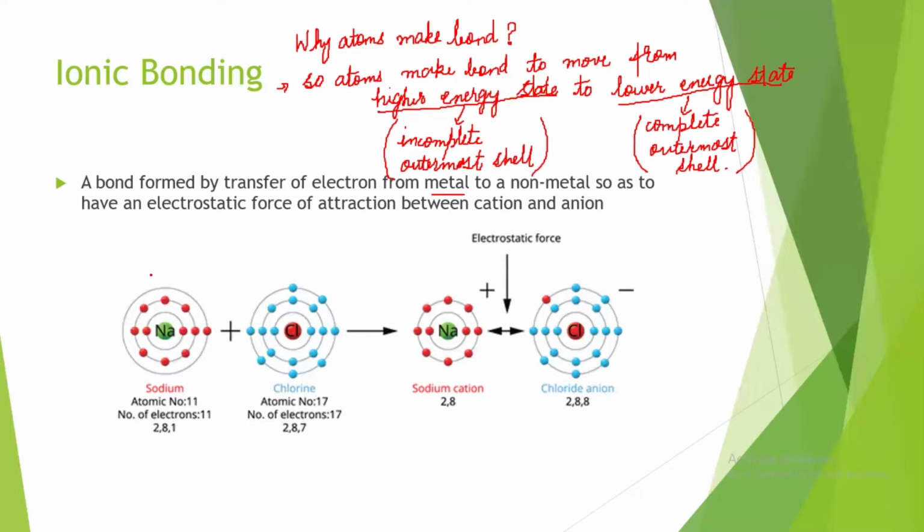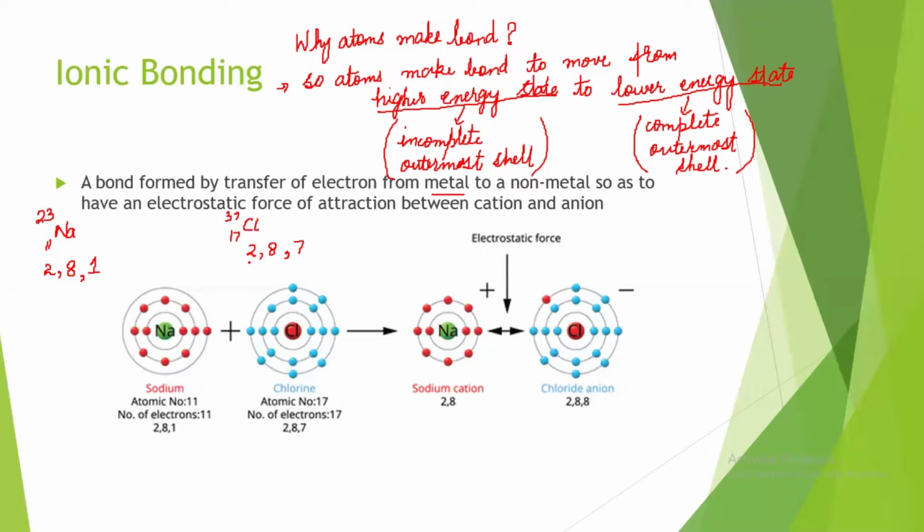Let's take an example of sodium. Sodium is 2, 8, 1. That means it has 2 electrons in its first shell, 8 electrons in its second shell, and 1 electron in its last shell. Chlorine is 2, 8, 7. So it has 2 electrons in its first shell, 8 electrons in its second shell, and 7 electrons in its last shell. So what we need to do here is transfer the outermost electron from sodium to chlorine.